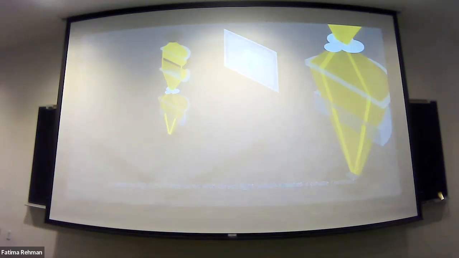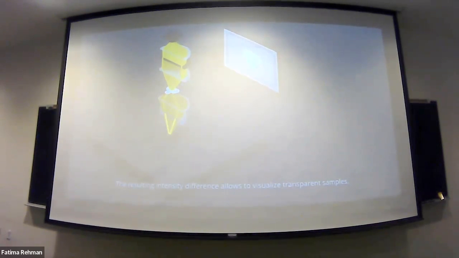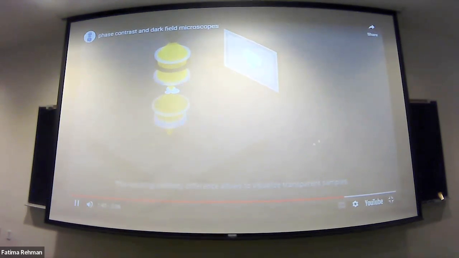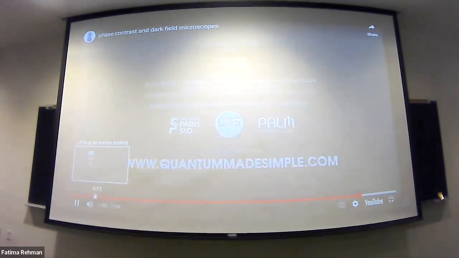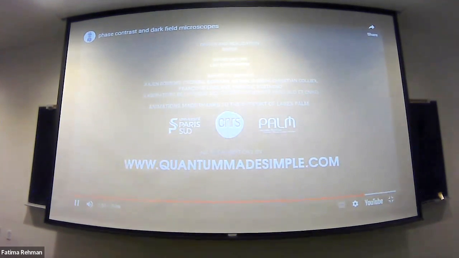But in phase contrast, you're still getting all the light, right? It's just scattered differently. It's the intensity difference between the more 3D structure versus the one that is flat.